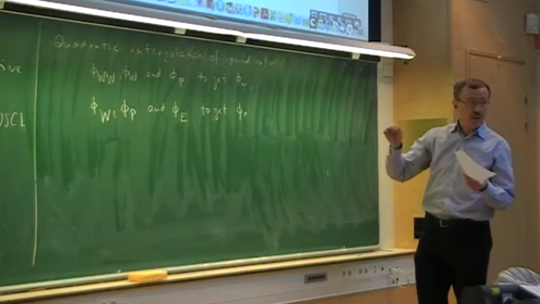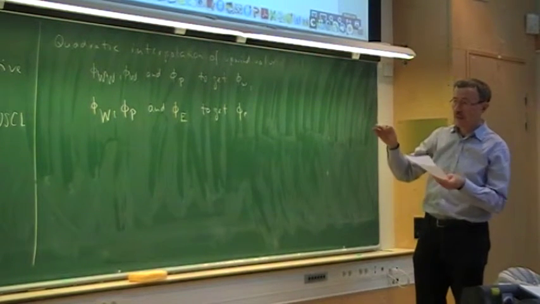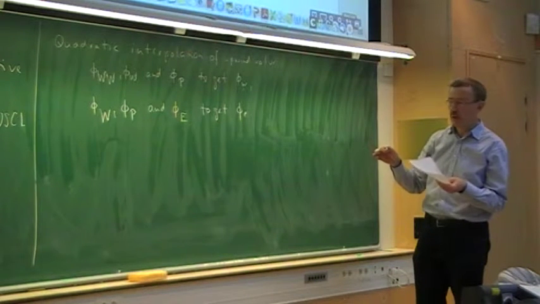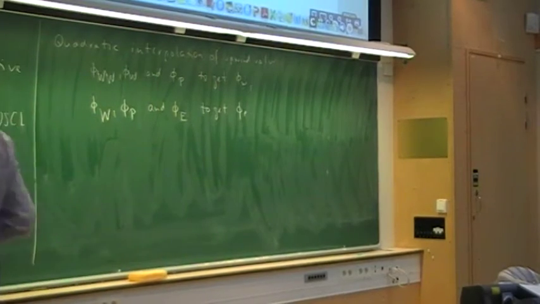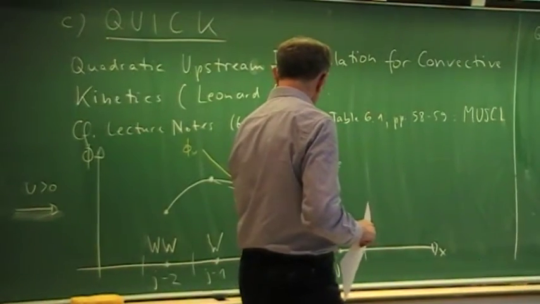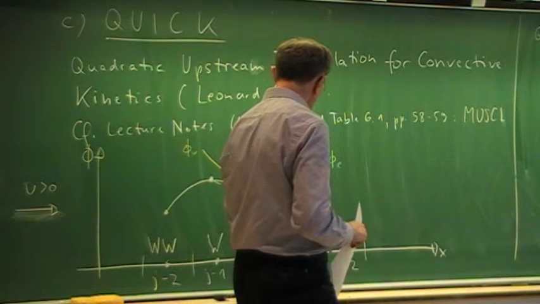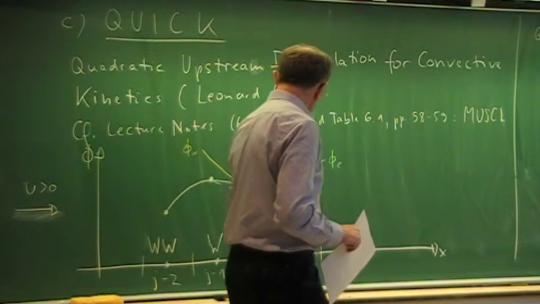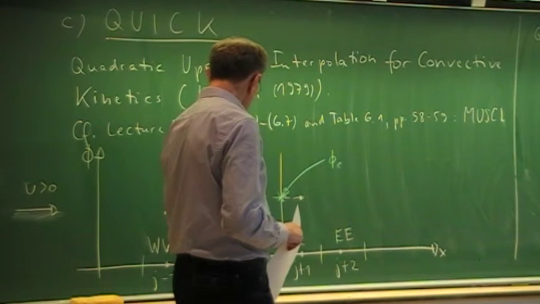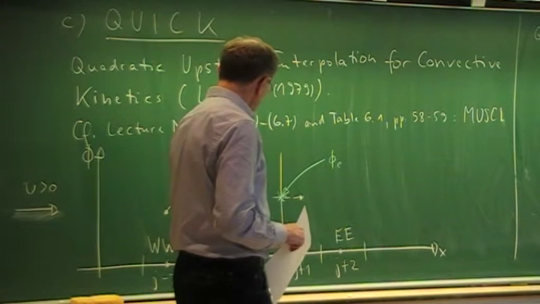If the flow is coming from the other direction, from right to left, U is negative, it is just similar. To get this, we would use the value in P and the two upwind values, which will be E and W. Here we will use the values at W, P, and E to get the value here.